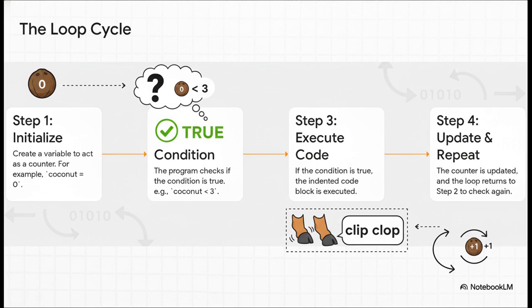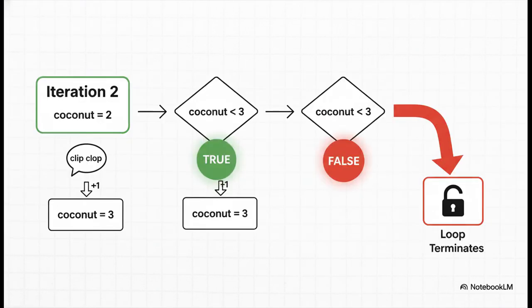It prints clip-clop. And now, here comes the most important part of the entire process, step 4. We update the variable. Coconut is now 0 plus 1, which is 1. And then, whoosh, the program zips right back up to step 2 to check that condition all over again. And so, the cycle repeats.